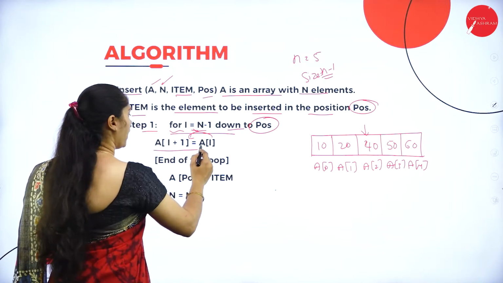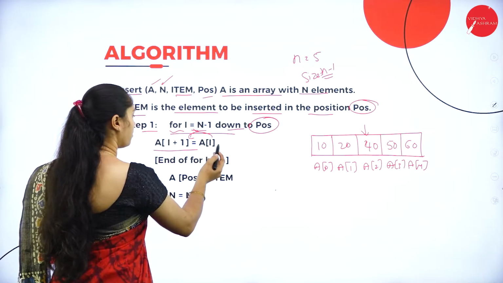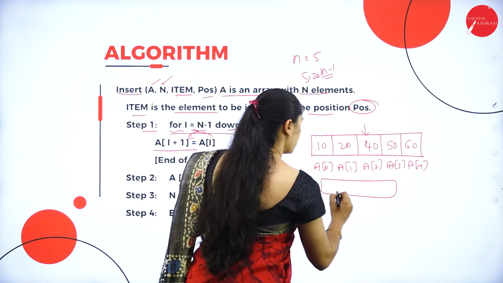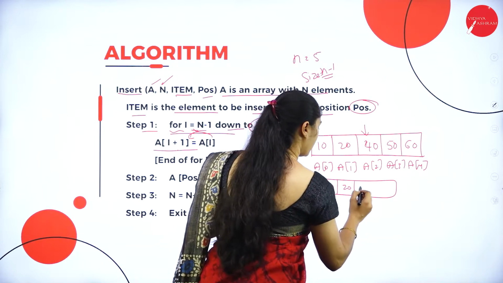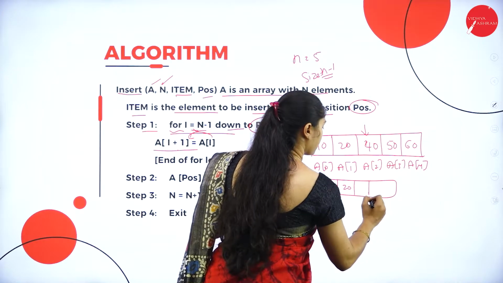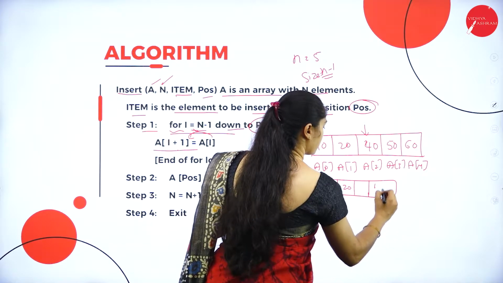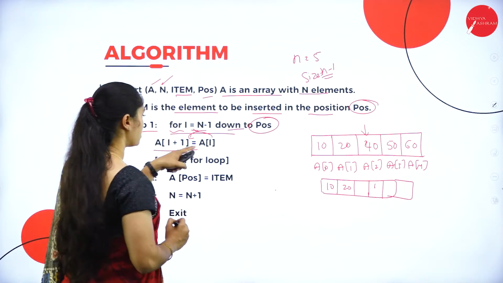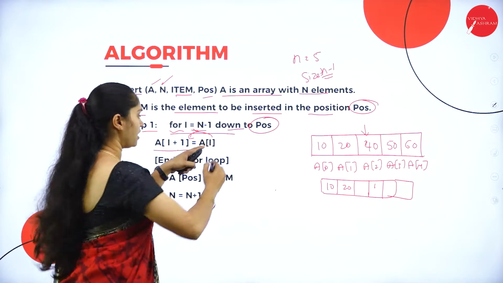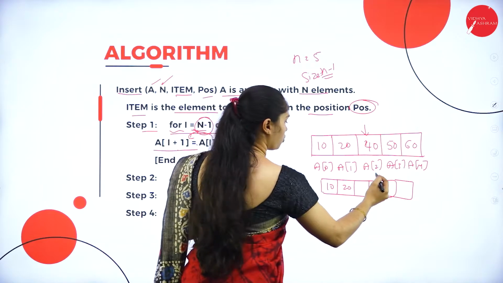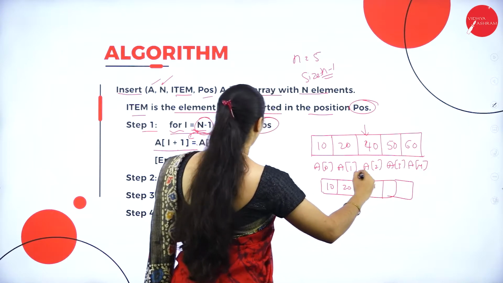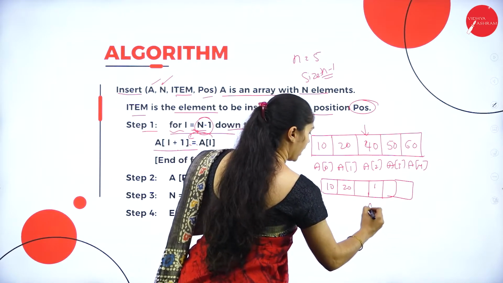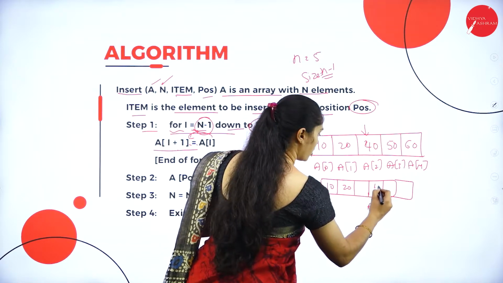So here A of i, whatever we have in A of i will be copied to A of i plus 1. That means, so now 10, 20, so now how will it happen? A of i, that is in this position. From A of 2, whatever we have in A of 2 will be copied to A of 2 plus 1, that is in the location A of 3. So now 40 will come here.